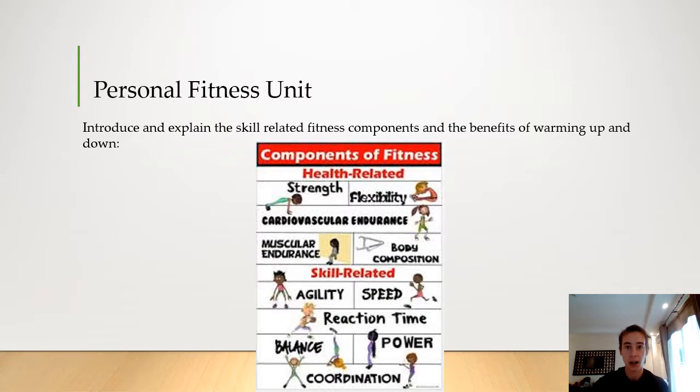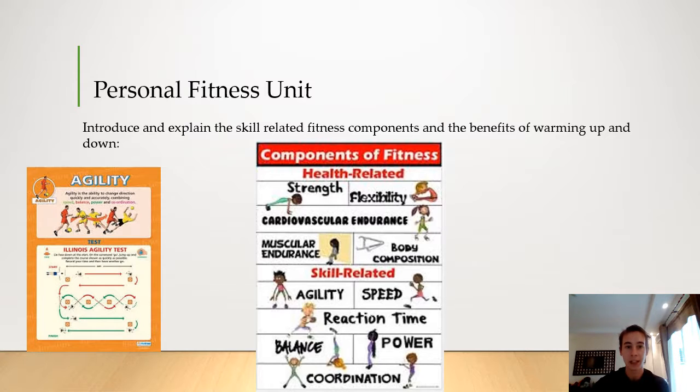So here are the components of fitness. We have the health-related ones, which is strength, flexibility, cardiovascular endurance, muscular endurance, and body composition. And then the skill-related ones, which is what we'd focus on slightly more, which is agility, speed, reaction time, balance, power, and coordination. So they would be explained first of all.